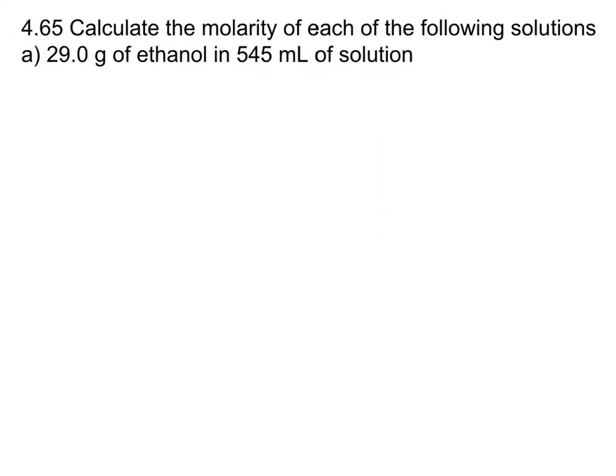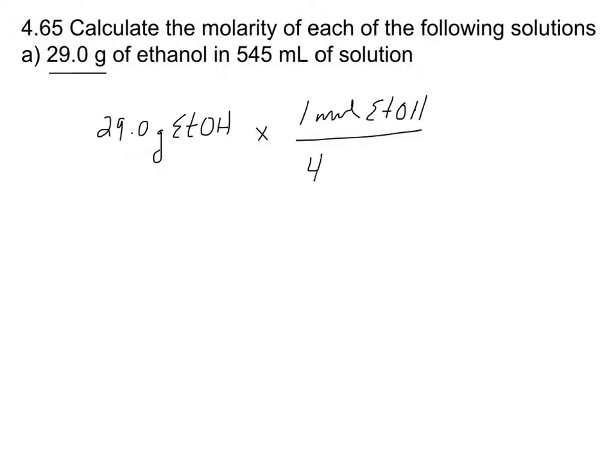So let's do a problem where we calculate molarity. Problem 4.65, part A, asked us to calculate the molarity of the following. We have 29.0 grams of ethanol in 545 milliliters of solution. So the first thing I'm going to do is take my grams and turn it into moles. 29.0 grams of ethanol times 1 mole of ethanol is 46.07 grams of ethanol. Okay, how did I know that?